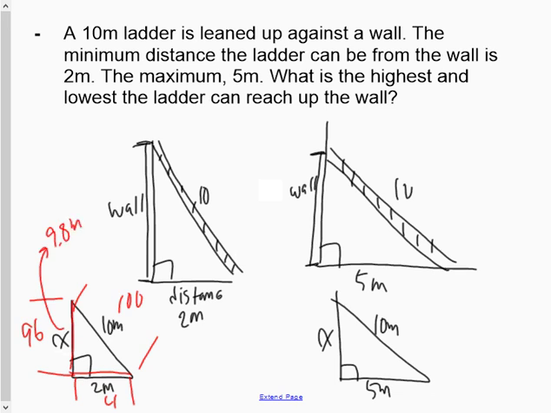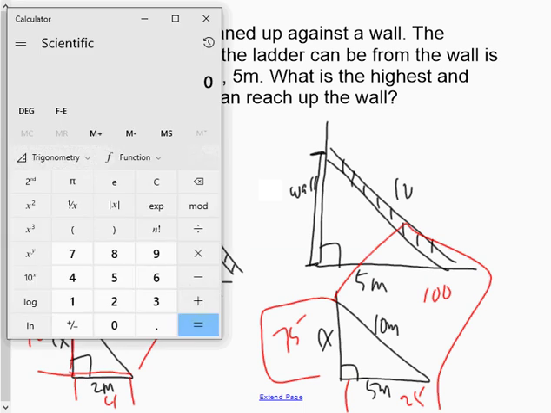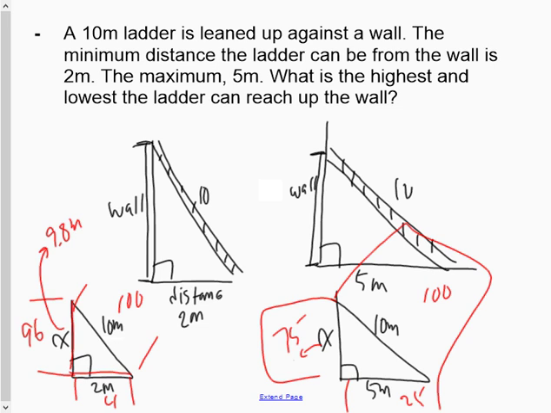So when that 10-meter ladder is leaned up against the wall with a distance of 2 meters away from it, it will go up the wall 9.8 meters. In the second example, when it's 5 meters away from the wall, if I was to make my same squares here, this is 25 and 100, the area of the square attached to the wall now would be 75, and the distance it goes up the wall would be the square root of 75, which means it goes approximately 8.7 meters up against the wall if it was leaned up 5 meters away from the wall.